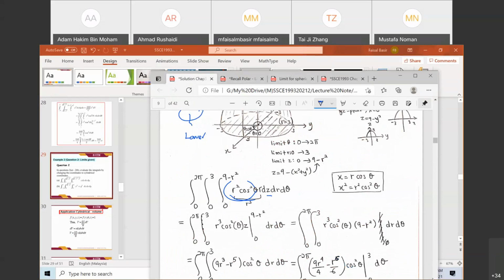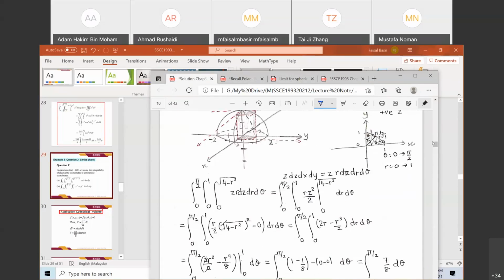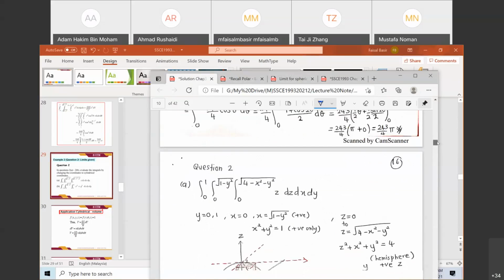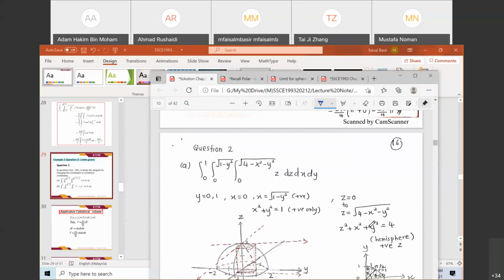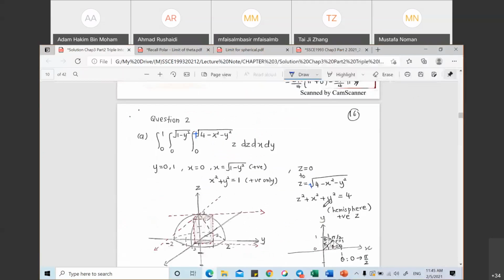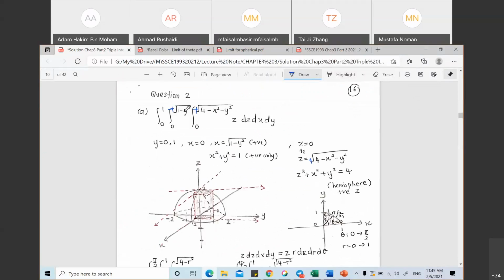So if you see the other question, first you have to draw. You have z equals to this, which is a sphere, which is a hemisphere, because we have only positive here. And then you have a circle with radius 1, hemisphere radius 4. So we just consider the positive one, which means 0 to positive, 0 to positive, only in the first octant.